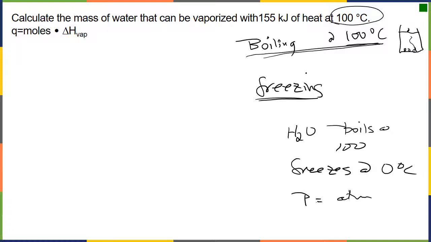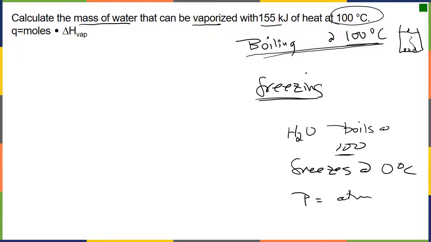If we have a temperature less than 100, the water is not boiling, it is heating. If we have a temperature of, let's say, less than 0, our ice is not melting. It is, in fact, going to be changing the temperature of our ice. So with that thought in mind, let's look at the mass of water that can be vaporized with this amount of heat at 100 degrees Celsius.